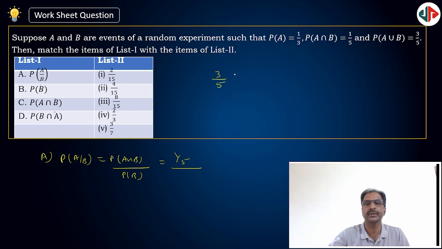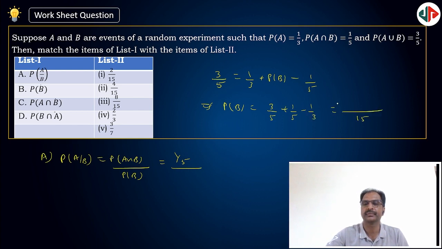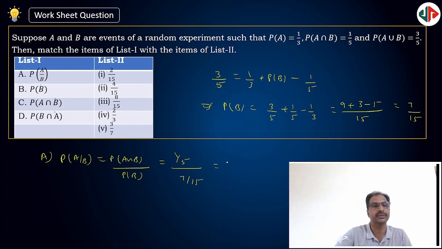P of A union B is P of A plus P of B minus P of A intersection B. From this, P of B is nothing but 3 by 5 plus 1 by 5 minus 1 by 3. LCM is 15: 9 plus 3 minus 5, 7 by 15. P of A by B is P of A intersection B by P of B. So 1 by 7. 1 by 7 is not there.